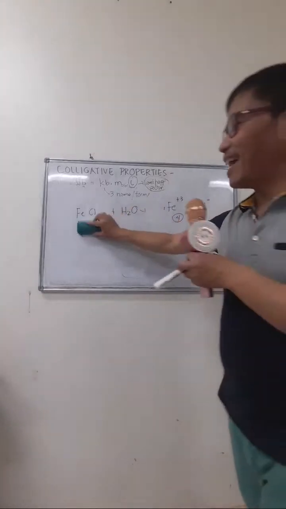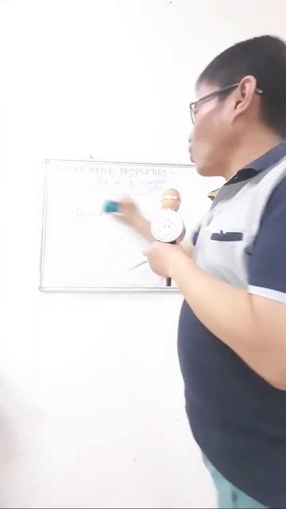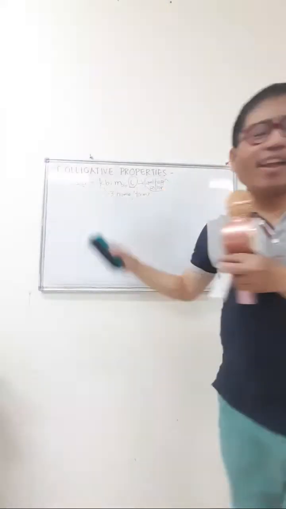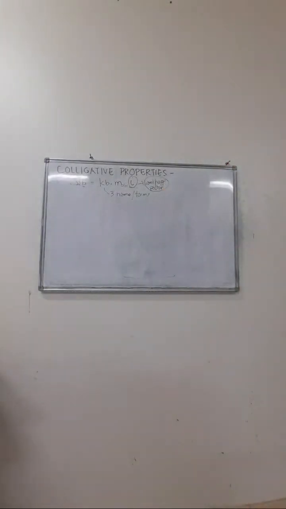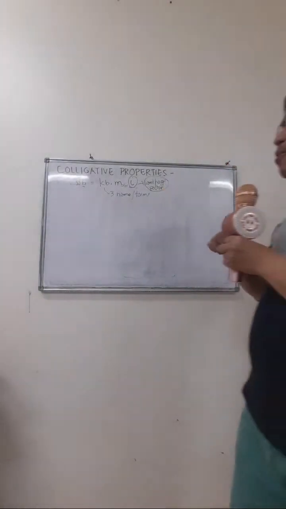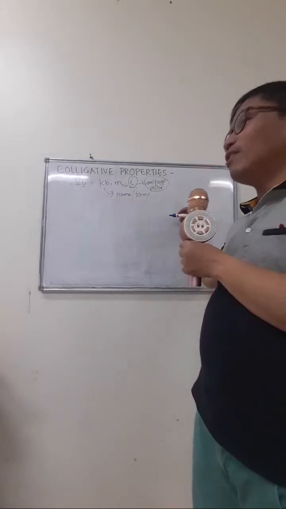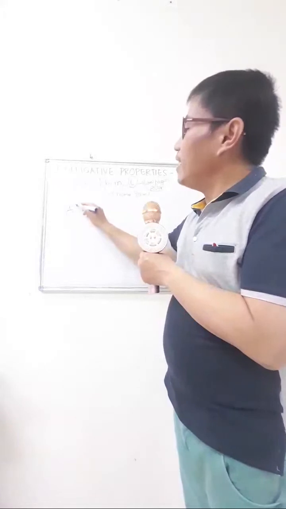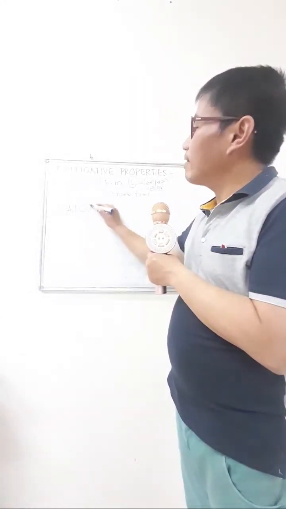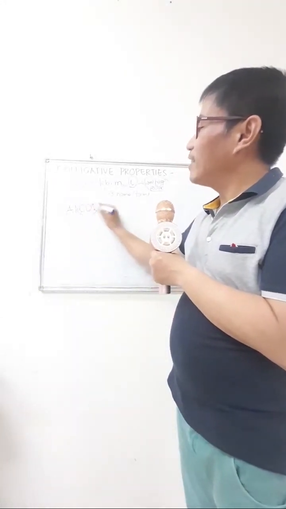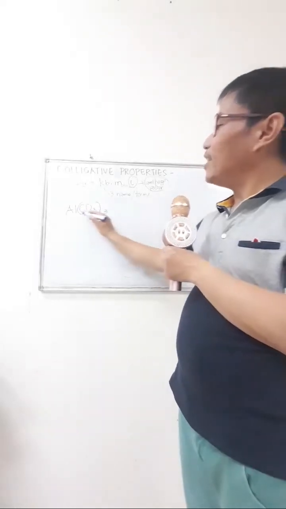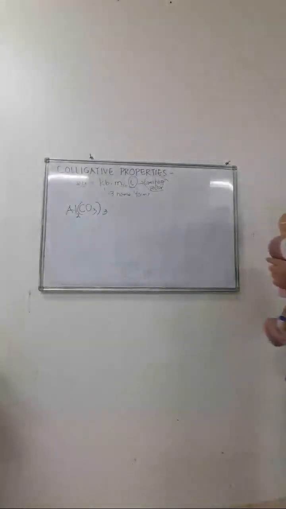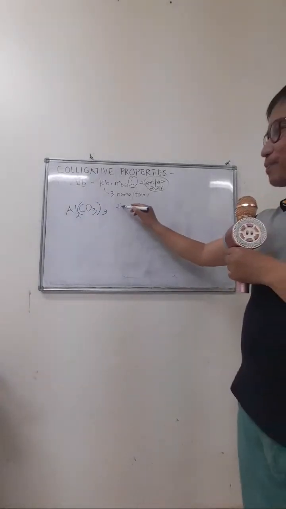Okay, on the spot, guys, I don't prepare what to talk about. I don't prepare what examples. That's on the spot. So let's say aluminum 3 carbonate. Oh, this one. So 3 here, then 2. Too much charges, right?